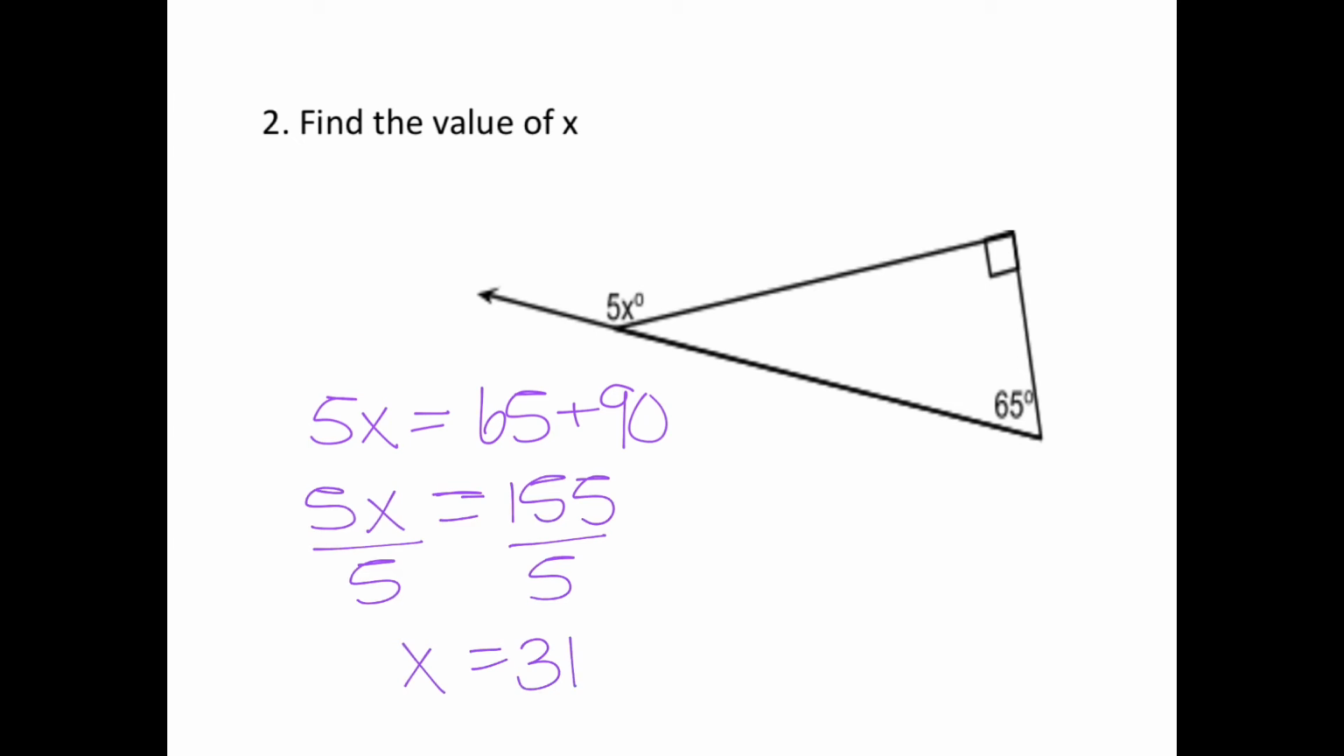Now I'm not putting a degree label on this because x does not represent the measure of the angle. It is simply the value of the variable. If I wanted to know the measure of the actual angle, in this case, we would have to do 5 times 31, which should be, of course, 155, because that's what these two angles add to.